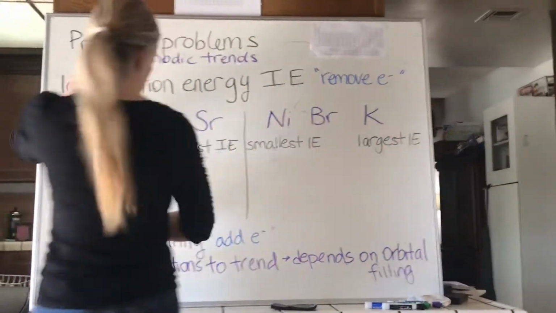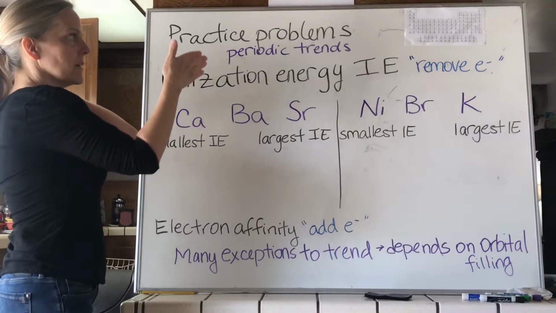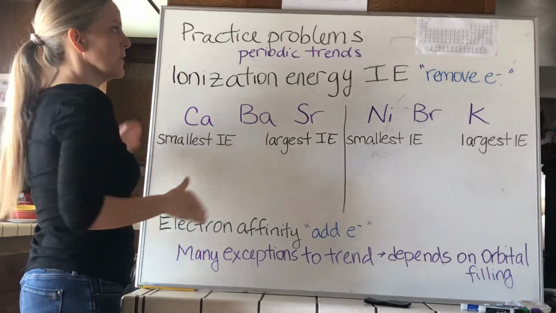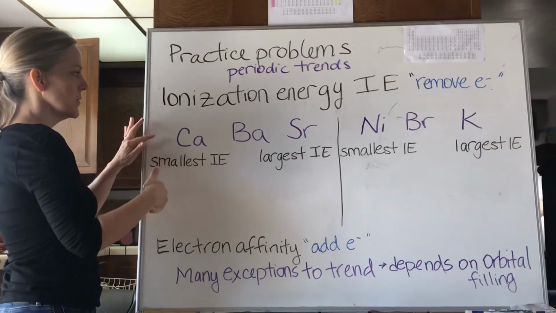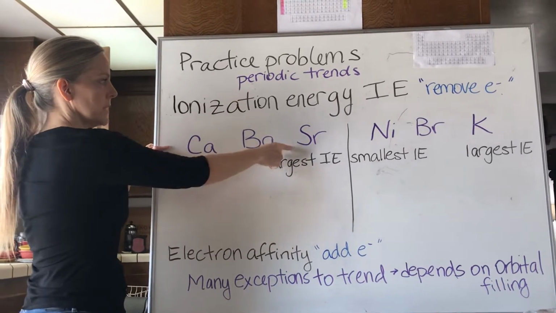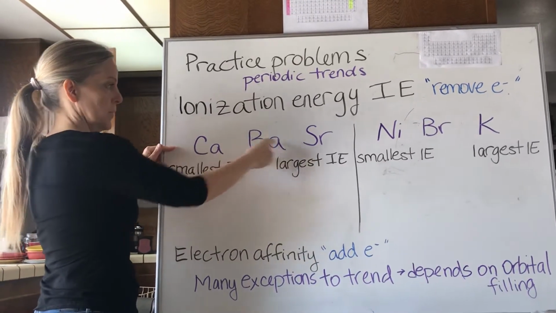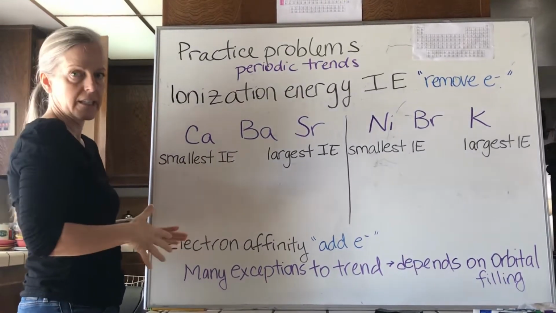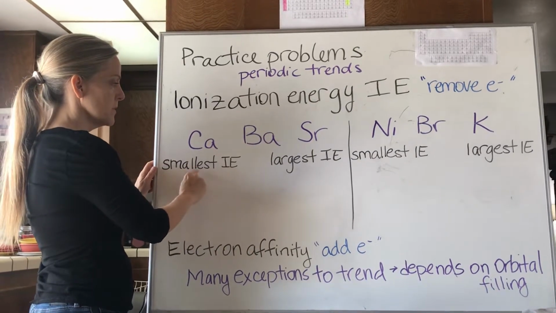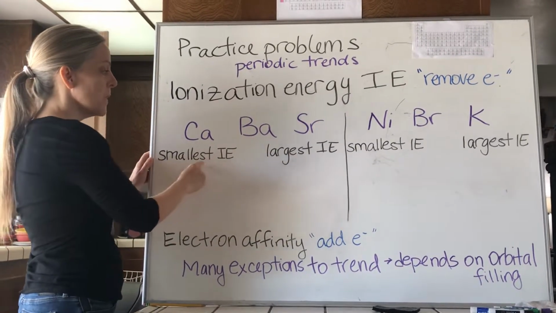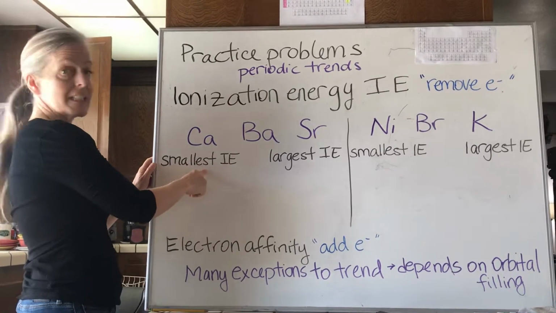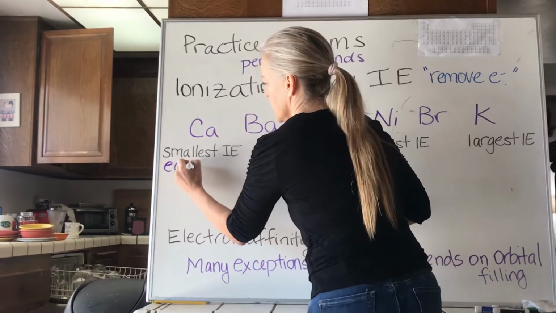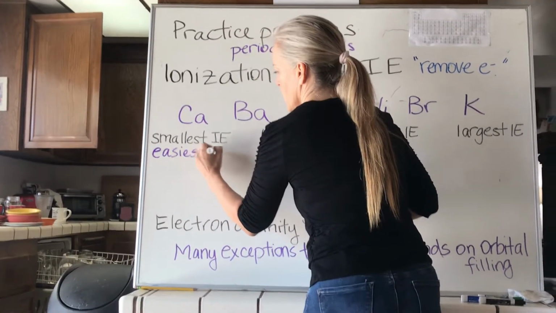So for going down a column, remember there's a trend for going down a column or going across a row. So if we're going down a column, say we're doing calcium, barium, strontium, they're all in the group 2A column. If I ask you to order it in increasing ionization energy, think about, I'm asking from the smallest to the largest. The smallest ionization energy means it's the easiest to remove.